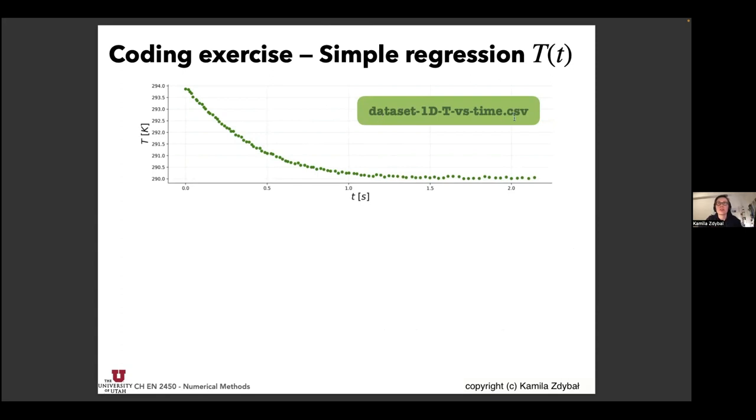So we're going to use this first data set that you should have. If I plot it on a 2D plot, it looks like this. On the x-axis, we have time in seconds, and on the y-axis, we have temperature in Kelvin. So this can represent some cooling of an object, for example. And because there's some noise in that data, this data set can come from measurements. So maybe I took a thermometer and I was measuring how an object is cooling.